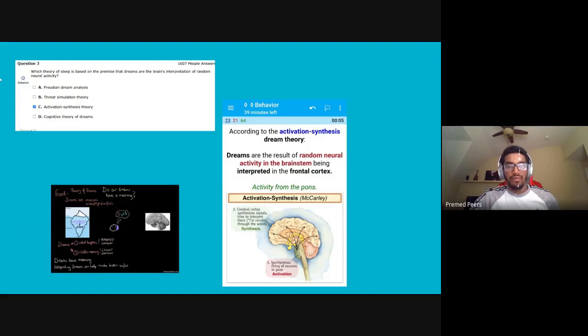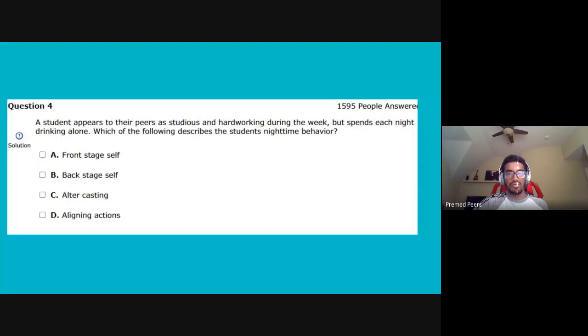And in the other cases, we have the Freudian dream analysis, where we're looking at the actual analyzation of what we see in dreams. And B, we have threat simulation theory, where our brain activates to, in our sleep, fend off threats that we may see in real life. All right. And again, if there are any questions, please feel free to unmute yourself, but I will be moving forward to the next one.